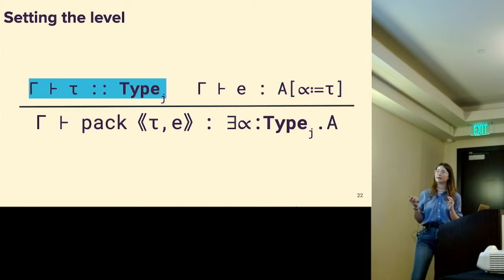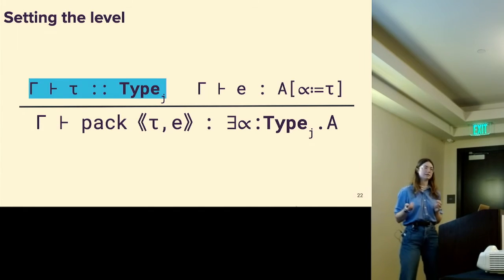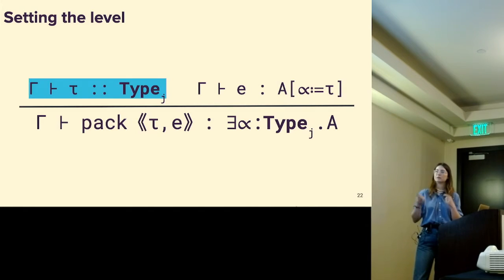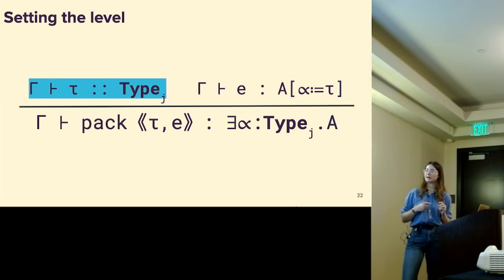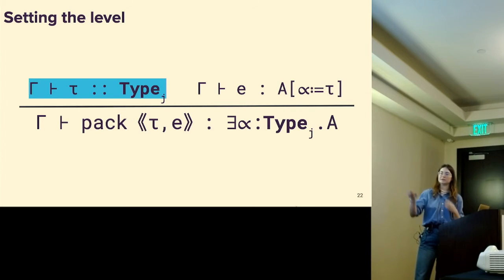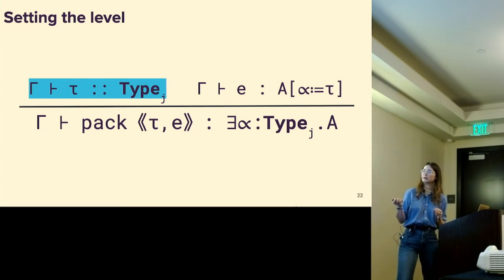OK, and then for actually annotating the type for an existential, we just check whatever witness type we have here, tau. We just check its type level and then annotate alpha with that type level. So we just add an extra premise to our existential typing rule.